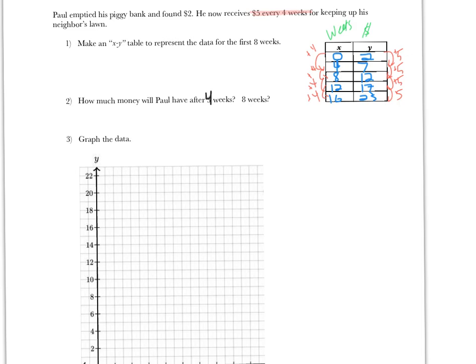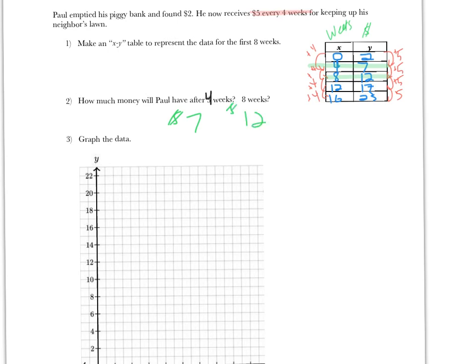Taking a look at number 2, first off, notice there's a typo. It should say how much money will Paul have after 4 weeks and 8 weeks. And if you look at your table, you can see that right there. At 4 weeks, he will have $7. At 8 weeks, he will have $12.